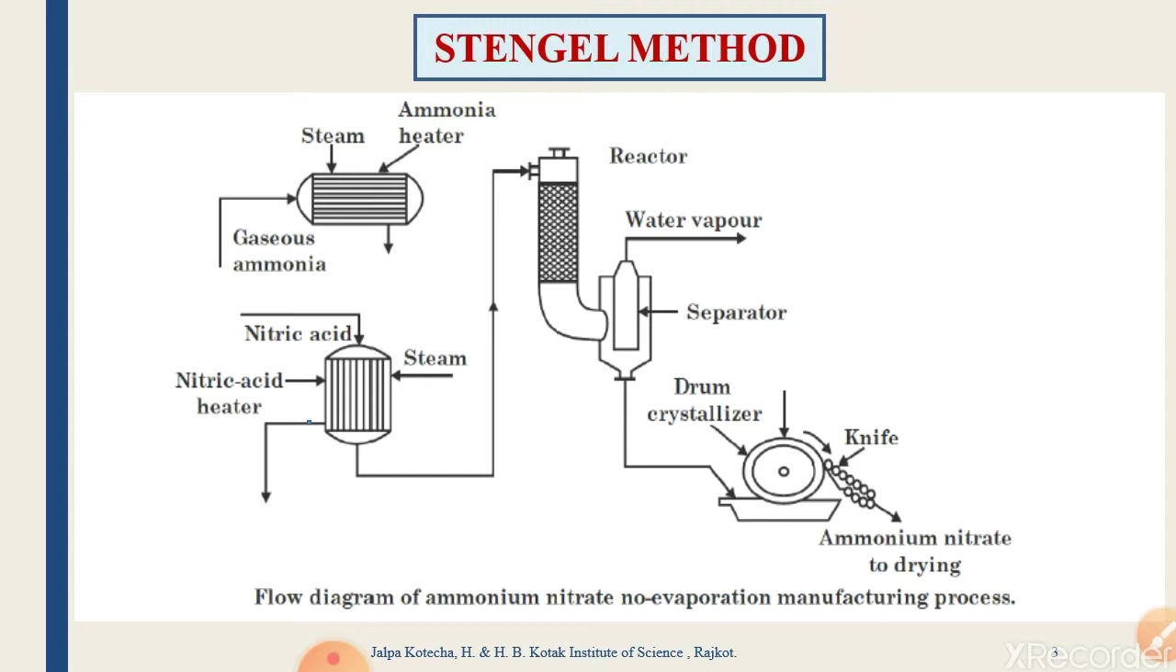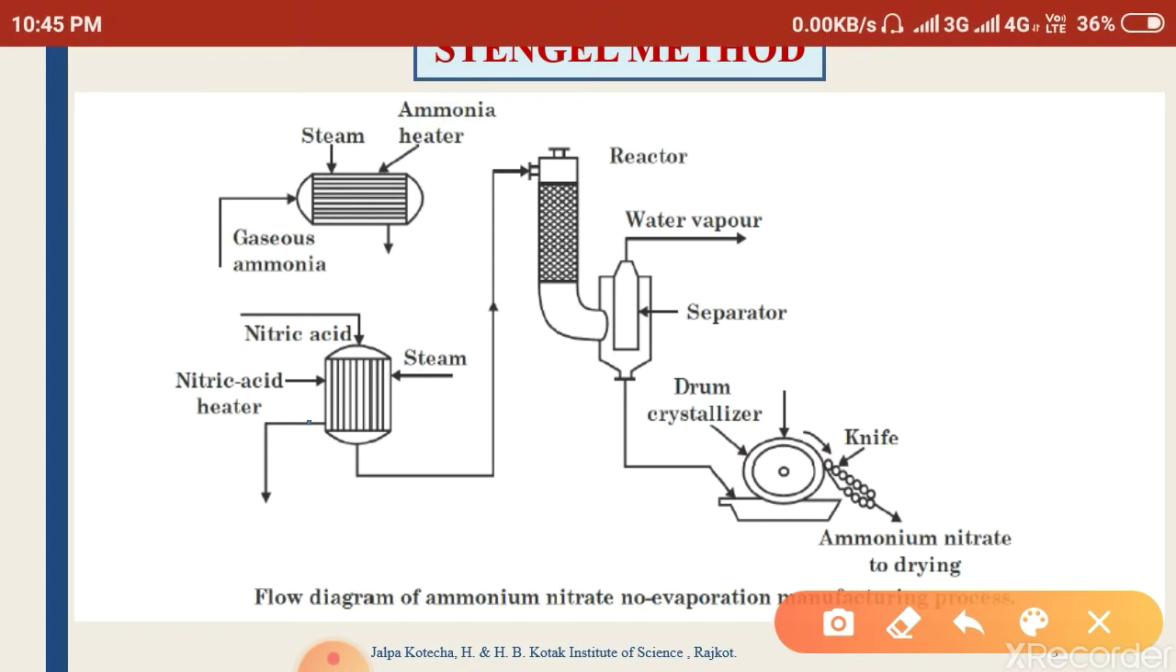Now this is the diagram showing the synthesis process of the ammonium nitrate for the Stengel process. Here we see the heater for the ammonia. So the ammonia is heated to around 145 degrees Celsius, and the steam is passed for the heating of the nitric acid. So nitric acid heater and ammonia heater, both these are heated at the required temperature. These two are taken into a reactor.